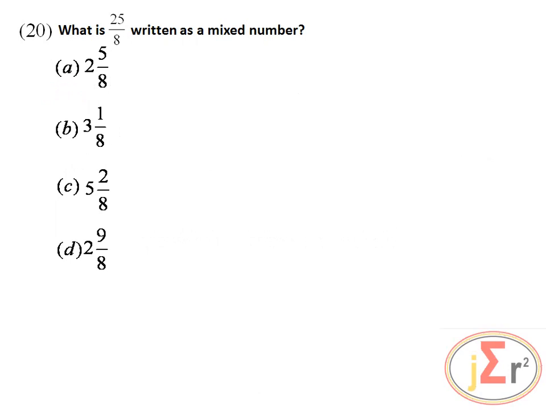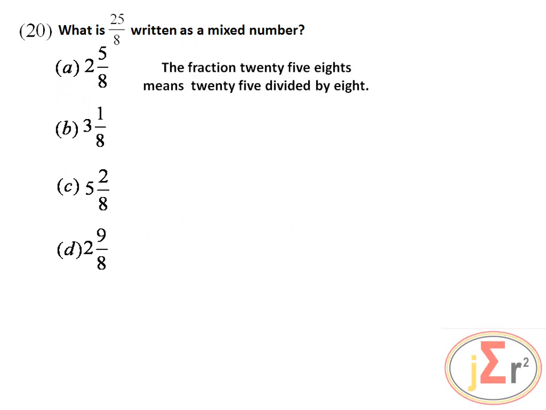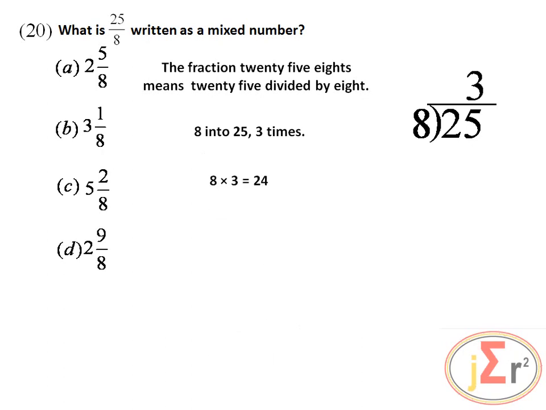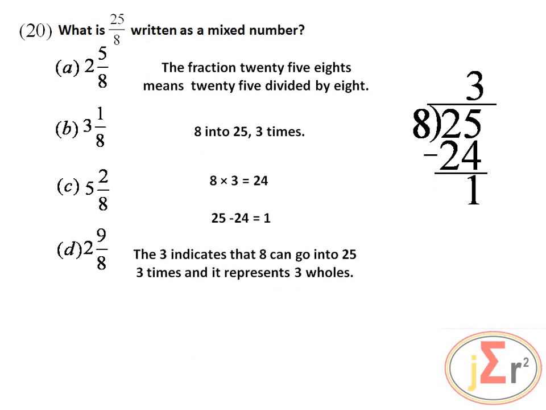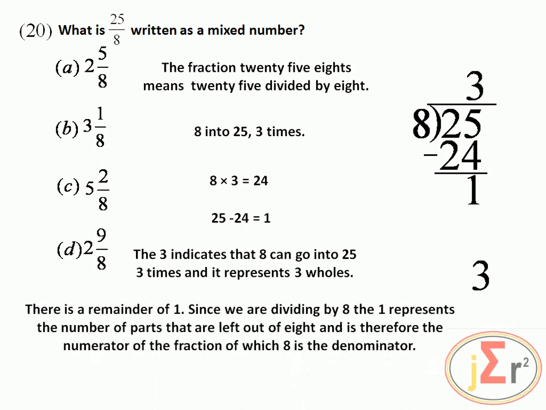What is 25 over 8 written as a mixed number? The fraction 25 eighths means 25 divided by 8. 8 into 25 is 3 times. Then we say 3 eights are 24. So we are going to subtract that 24 from 25. And 1 is the result. The 3 indicates that 8 can go into 25 3 times, and it represents 3 wholes. There is a remainder of 1.